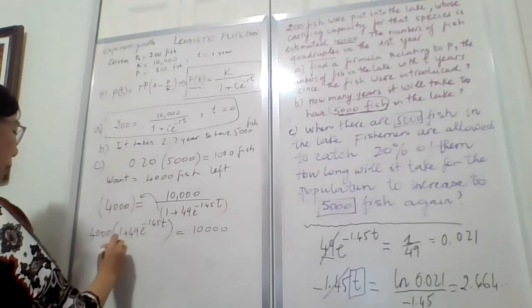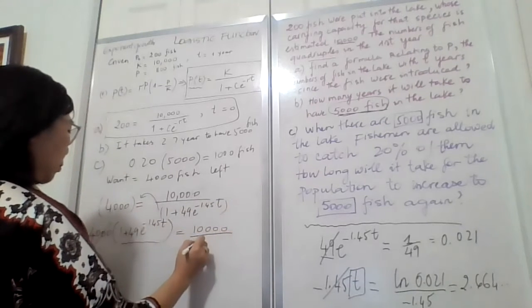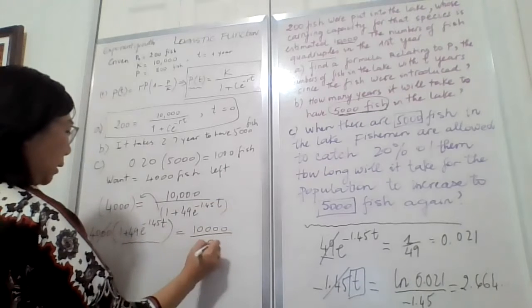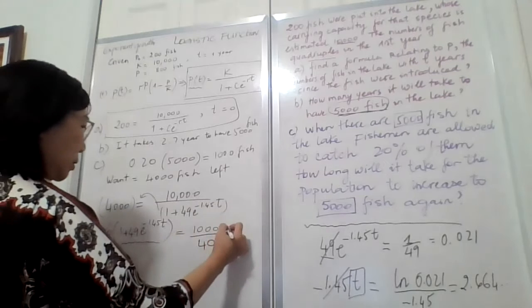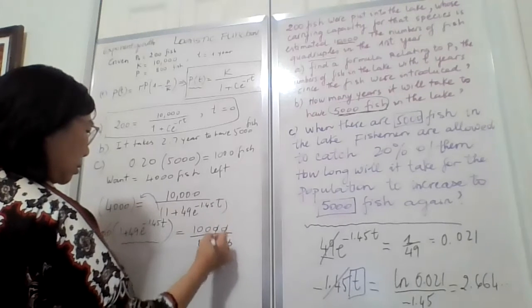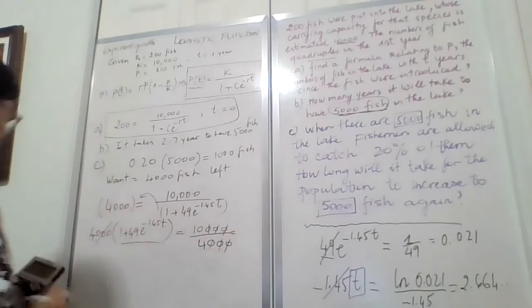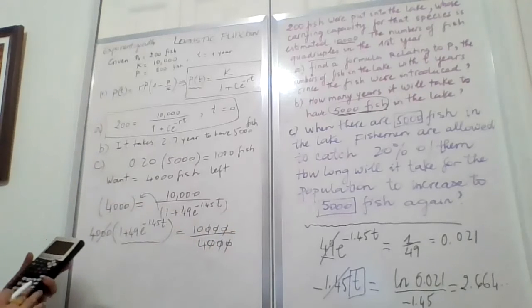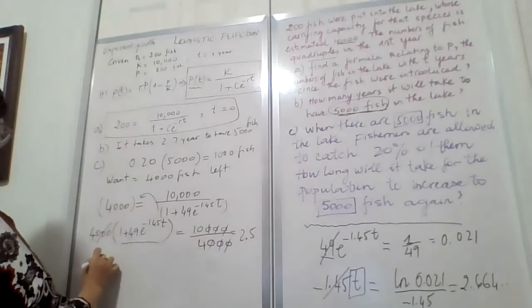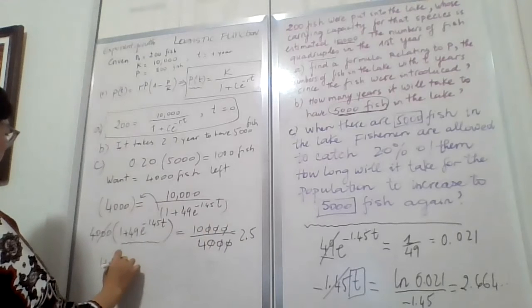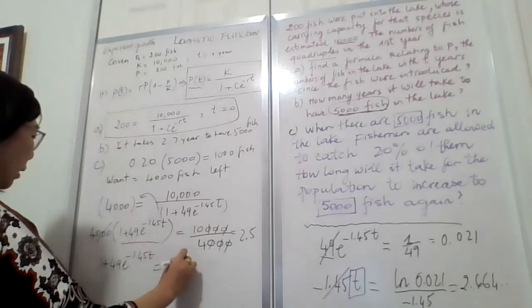So now to get this alone, I have to cancel that and bring it down here, which is multiply. When it goes down here, it becomes divide, right? Reverse operation. So now cancel, cancel, cancel. 10 divided by 4. I get 2.5. Okay, so this number: 1 plus 49 e to the minus 1.45 t equals 2.5.